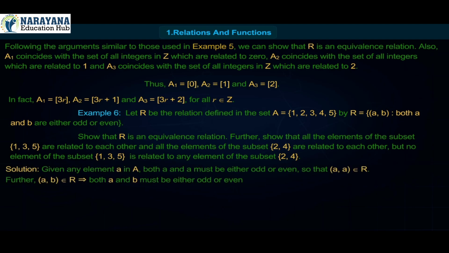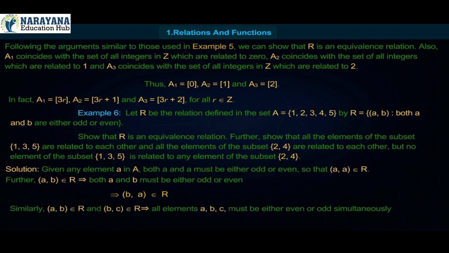Solution: given any element a in A, both a and a must be either odd or even, so that ordered pair (a, a) belongs to R. Further, ordered pair (a, b) belongs to R implies that both a and b must be either odd or even, implies that ordered pair (b, a) belongs to R.